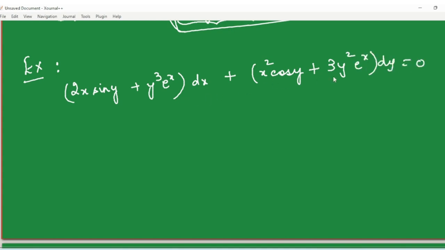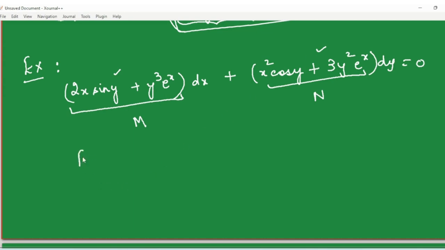Again, as I told you, whenever you come across a differential equation in this format M dx plus N dy equal to 0, you are always prompted to check exactness. And even if it's in the dy by dx format and you want to check exactness, you can always put it in this form and then go for checking exactness. So this is my M dx plus N dy equal to 0. When I compare it with that standard form, I am able to identify my M and N.